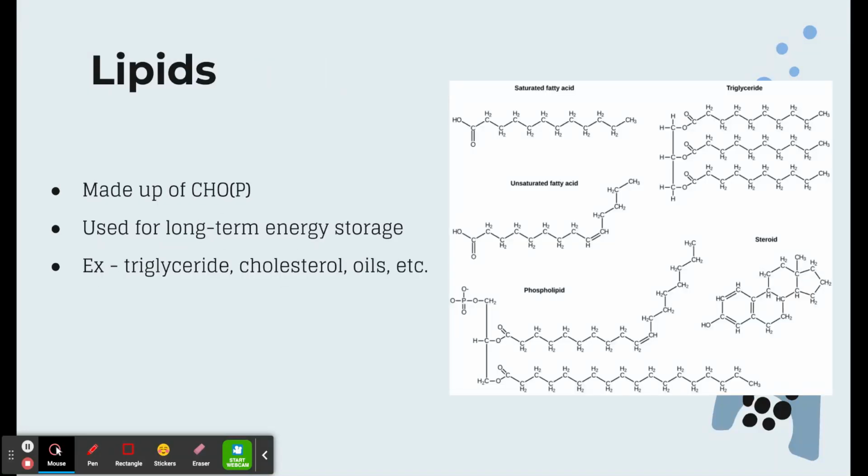The last macromolecule is lipids, which are made from carbon, hydrogen, and oxygen. There are three types of lipids: steroids, phospholipids, where phosphorus is found, and triglycerides or fats. There are two types of fatty acids: saturated and unsaturated. Unsaturated fatty acids will have a double bond, and they'll be kind of bent. Lipids are primarily used for long-term energy storage.